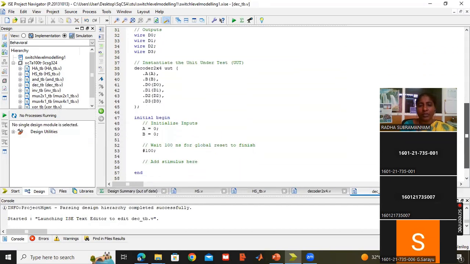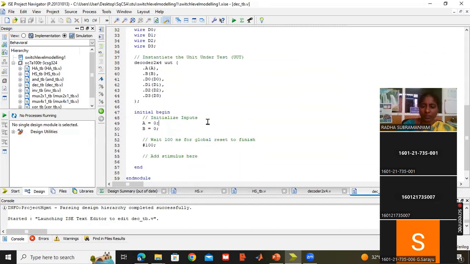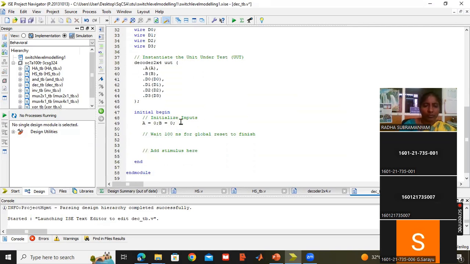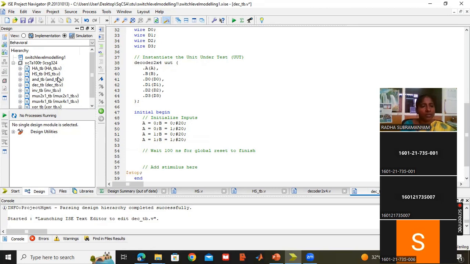And we know in the truth table there are only 2 inputs, so we will have 4 combinations. I will make the delay as 20. So 00, 01, 10, 11. 2 inputs means 4 combinations. Next, $stop. Now we will select the test bench of the decoder and execute.